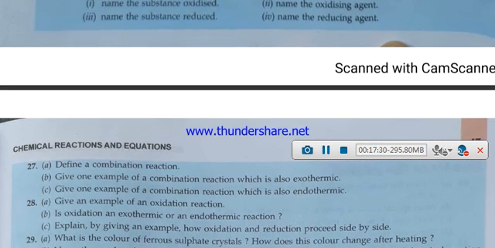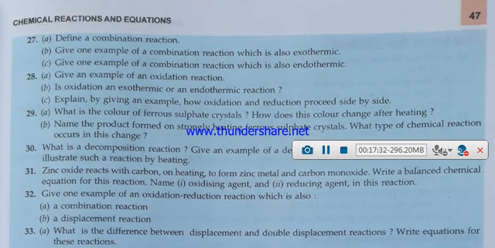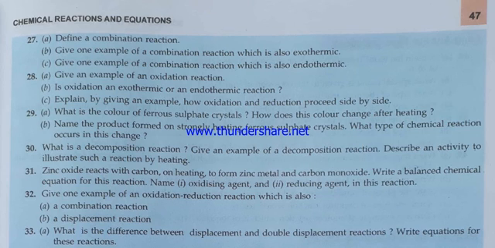Next, what is a combination reaction? Define a combination reaction. A combination reaction is when two substances combine. Give an example of a combination reaction which is also exothermic: C plus O2 will form CO2. A combination reaction which is endothermic is photosynthesis.